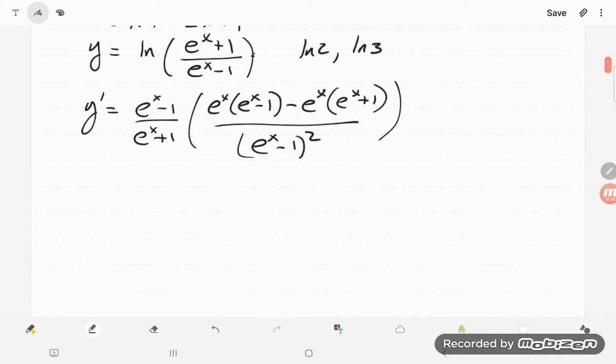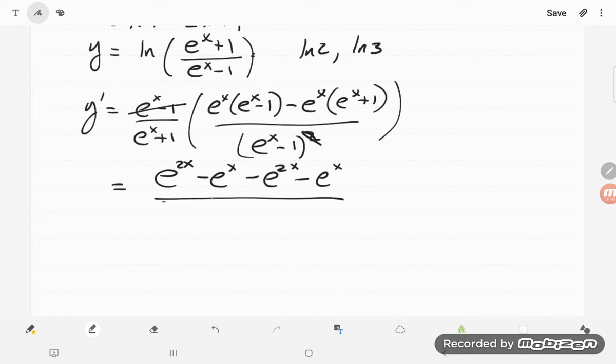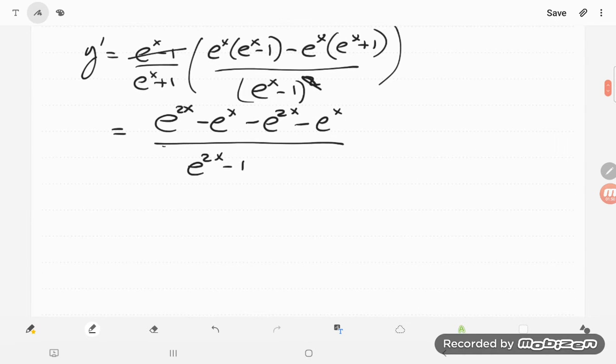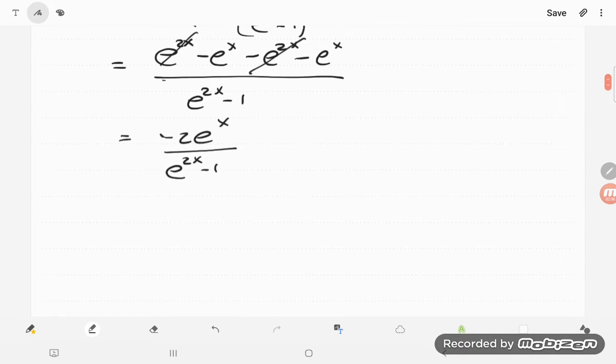Okay, we can do some simplification here. We've got that e to the x and one of those. So the top is e to the 2x minus e to the x, and then minus e to the 2x and a minus e to the x. And that's all over e to the 2x minus 1 when we multiply those two together. So those disappear up there, and we get a minus 2 e to the x over e to the 2x minus 1. So there's y prime.